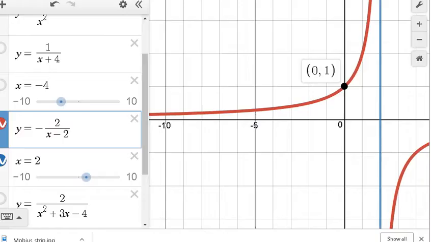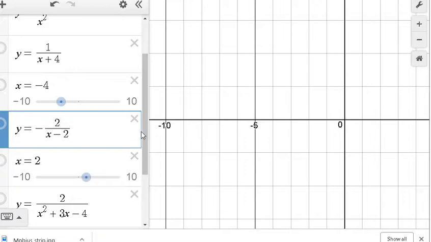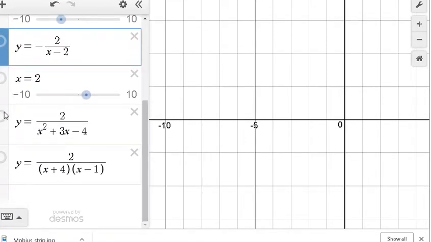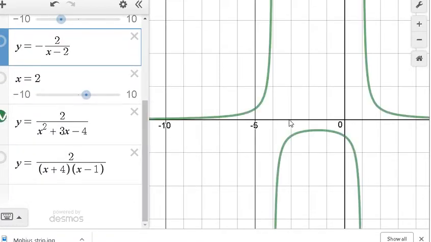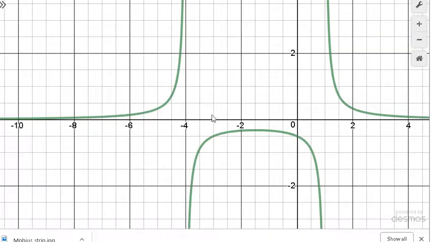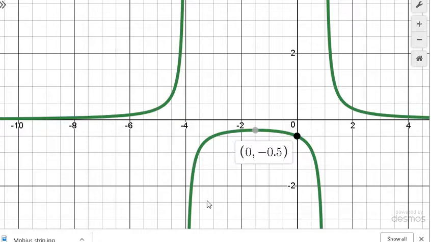Let's actually look at that graph and pick out a few more things about it. So that's this equation here. And you can see that the graph doesn't quite touch the x-axis. It comes close to it, but it doesn't touch it. And if I click here, it should tell me my y-intercept, 0, negative 0.5. So it matches all our expectations. Well, let's raise our expectations a little bit. What kind of features do you notice, say, here at 1 and here at negative 4?